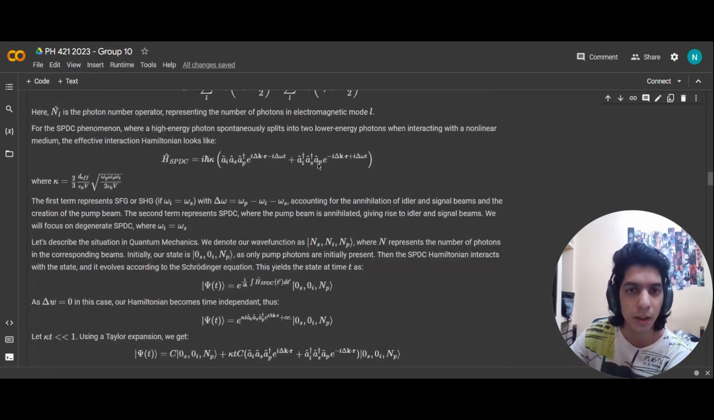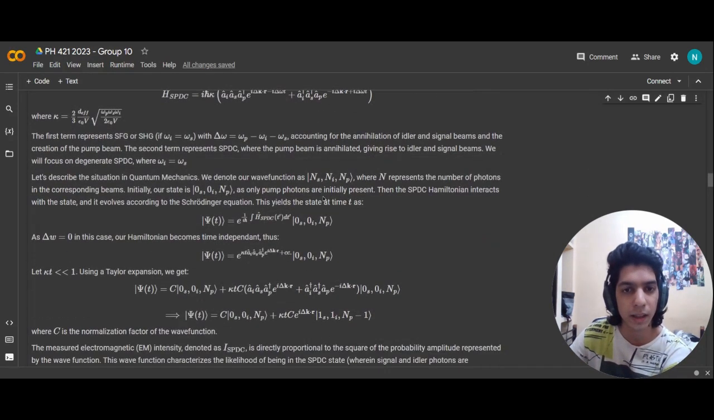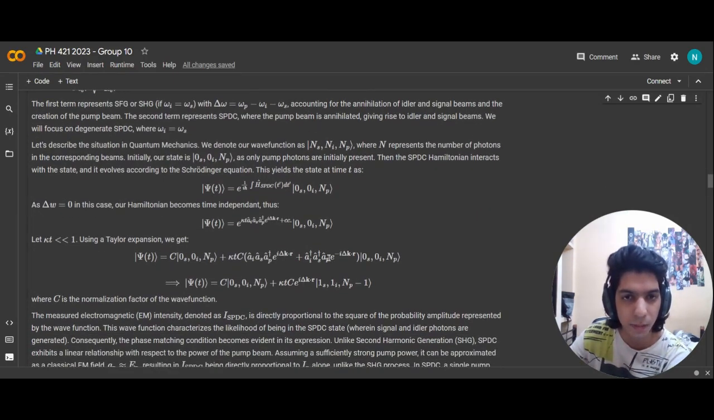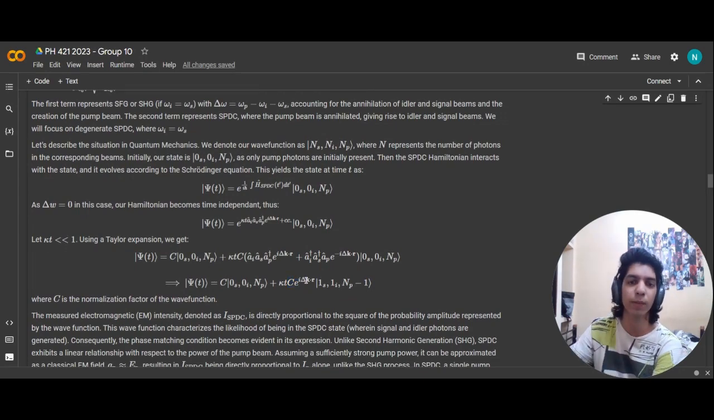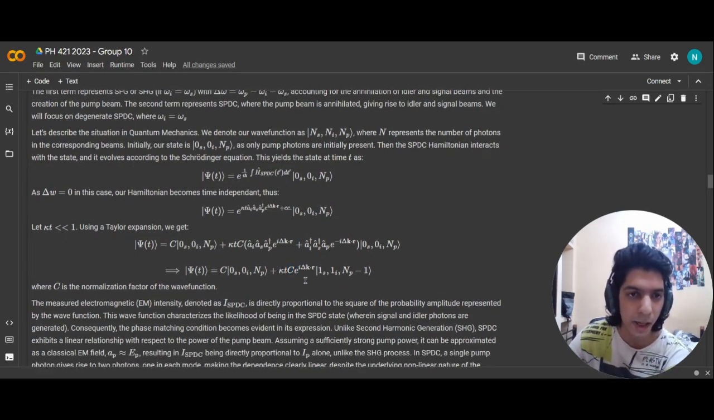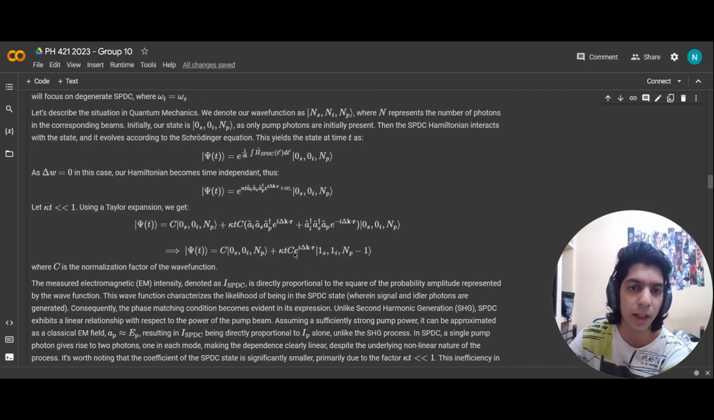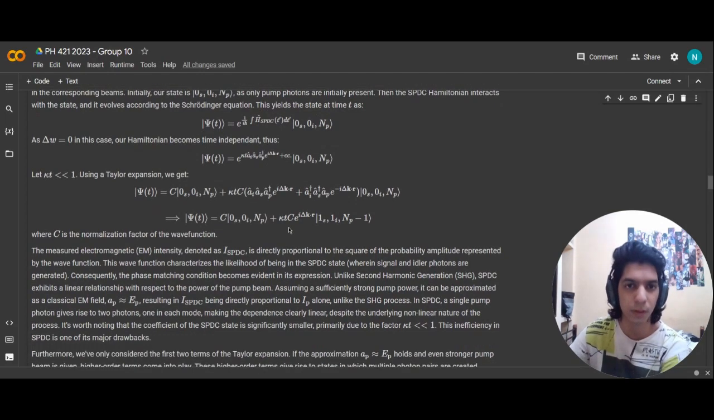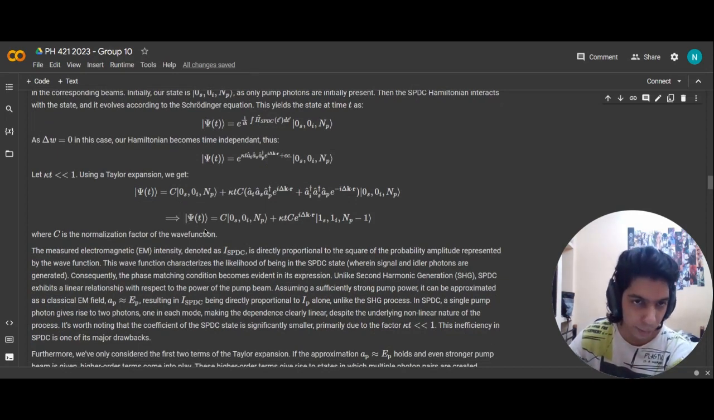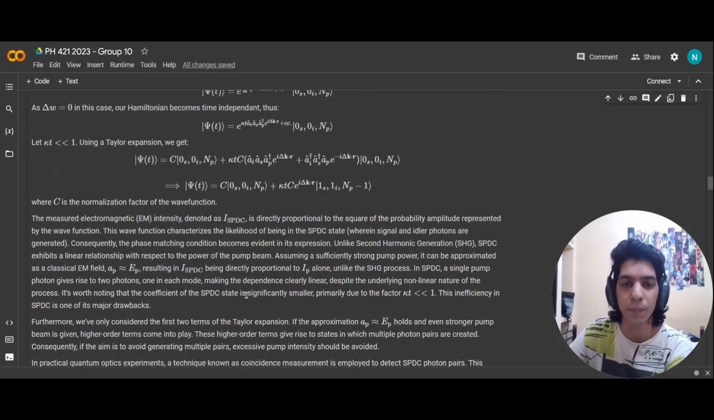So basically, instead of this, there is just E P, and if we substitute this into the Hamiltonian, this E P will just come outside, and there will be a factor of E P right beside the SPDC state. If we do mod psi square, that gives us E P square, and E P square is directly proportional to the intensity of the pump beam. So the intensity of the SPDC which we are interested in is directly proportional to the intensity of the pump, and that gives us the linear relationship, unlike second harmonic generation.